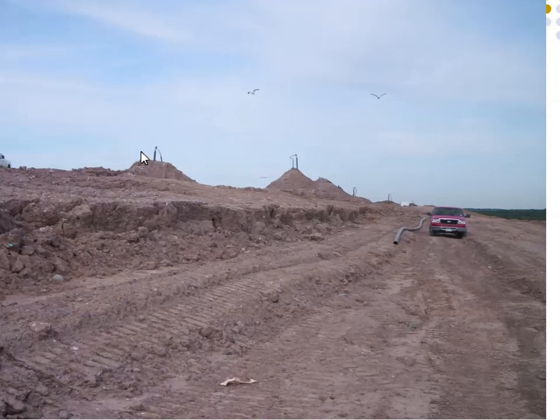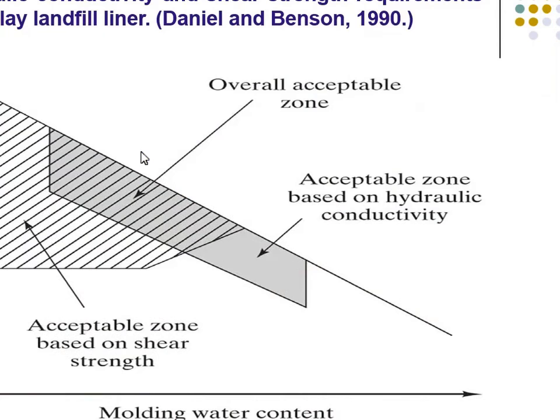So here is a typical soil liner being constructed. In addition to having low permeability, there are other important criteria. And there was a very interesting study done by Dave Daniel and Greg Benson in 1999. They suggested not only do we need a requirement for a low permeability zone, but we should have this fill material or liner material have good shear strength. And for good shear strength, we need to be on the dry side of optimum. For low permeability, we should be on the wet side of optimum.